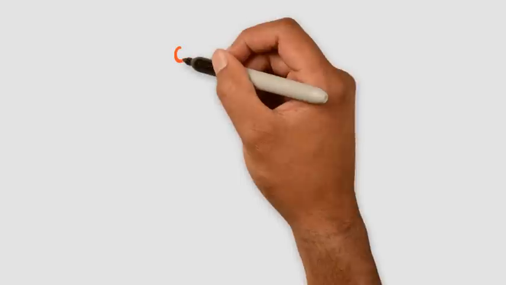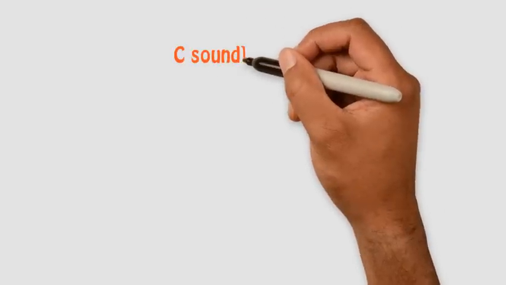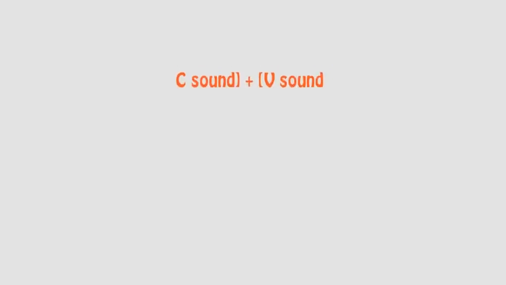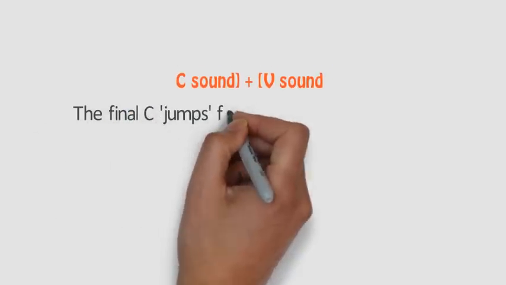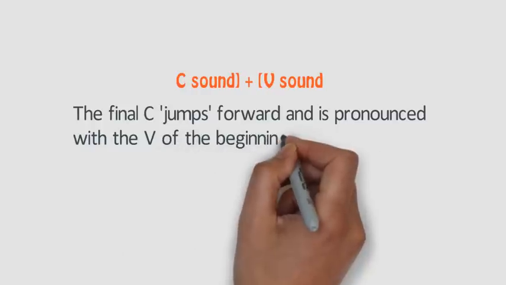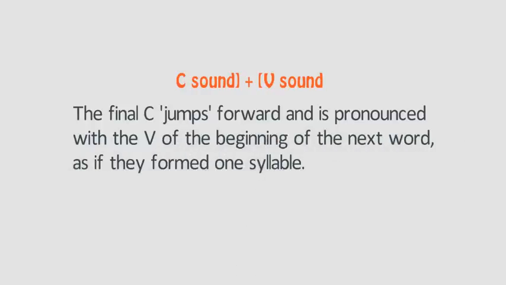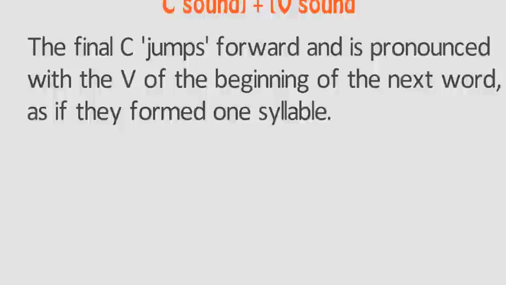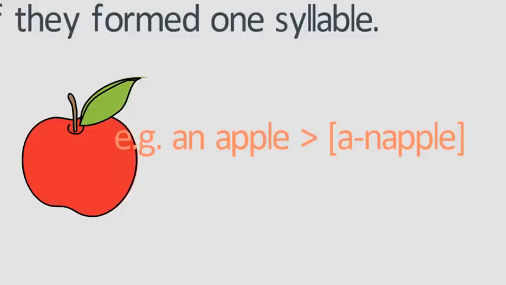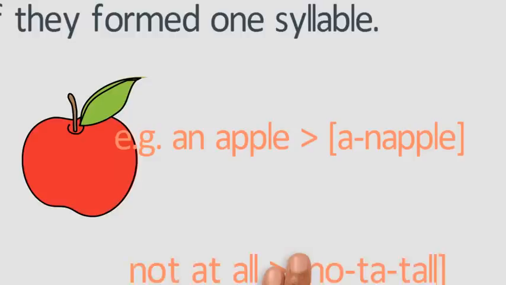In the first case, when a consonant sound and a vowel sound are linked, there is a reorganization of the syllables. This means that the final consonant sound jumps forward and is pronounced together with the initial vowel sound of the next word, as if they formed one syllable. For example, in an apple, the n of the article forms a syllable with the initial a of apple, so we would pronounce it an apple, an apple.